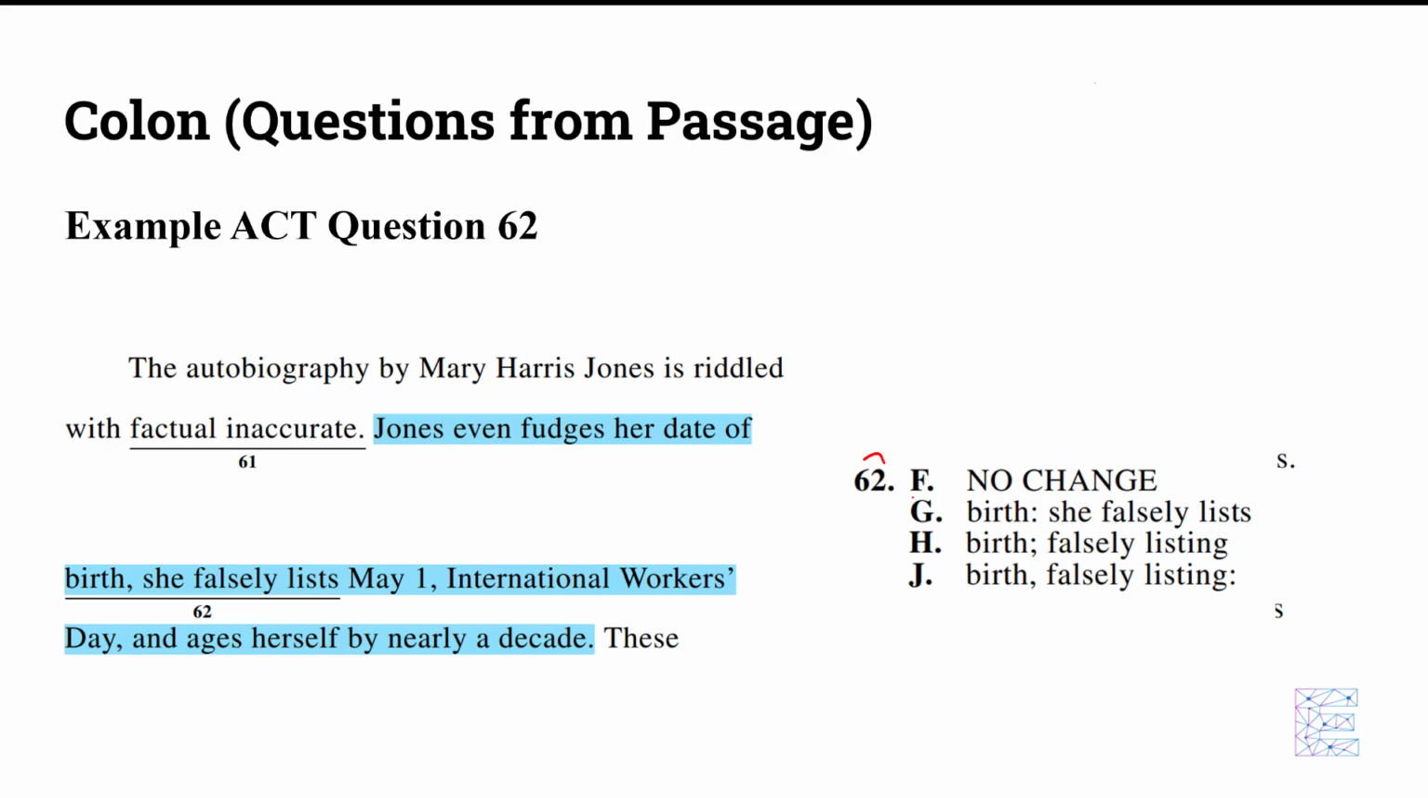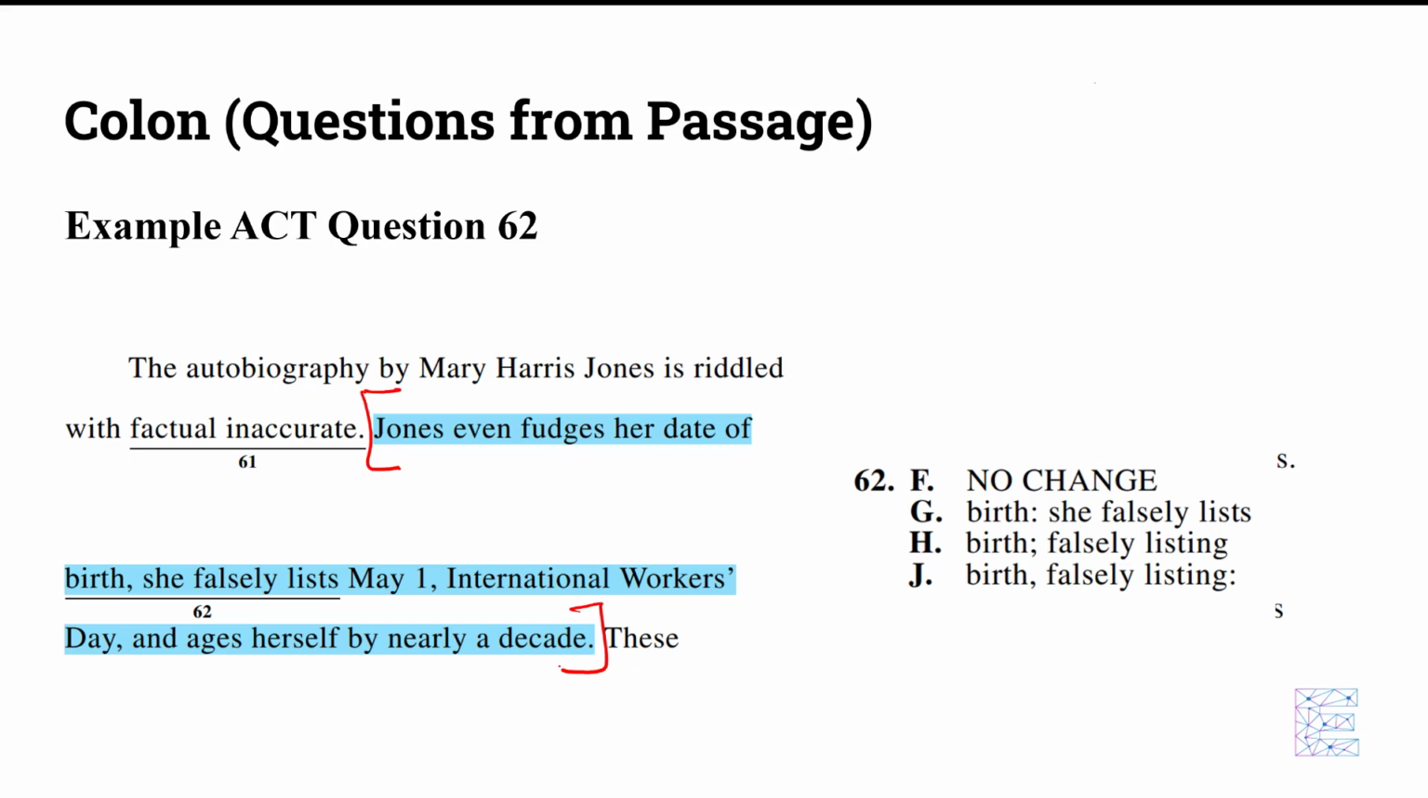This is question 62. So why don't we start reading it from right here, the highlighted part, up to here. I would like you to read this on your own and try to come up with the answer. Go for it. Let's go for it. Jones even fudges her date of birth. She falsely lists May 1st, International Workers' Day, and ages herself by nearly a decade.